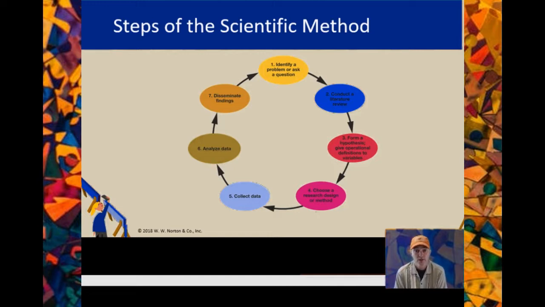You ultimately choose a research design or a method. Are you going to do qualitative? Or are you going to do quantitative? Or are you going to do a combination of both? Then you go out, collect the data, analyze the data. Then once you've analyzed the data, you're going to disseminate your findings. That's the end result of science, is to share what you found with the rest of the world. And then the rest of the world is going to chime in on your findings and give you some feedback.